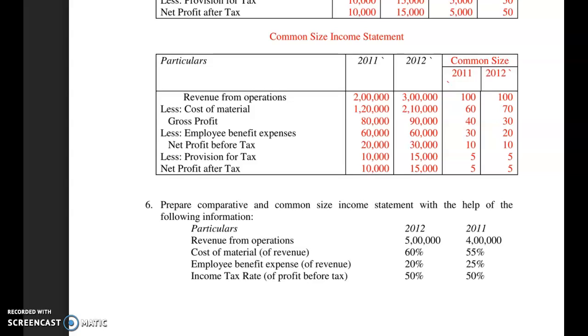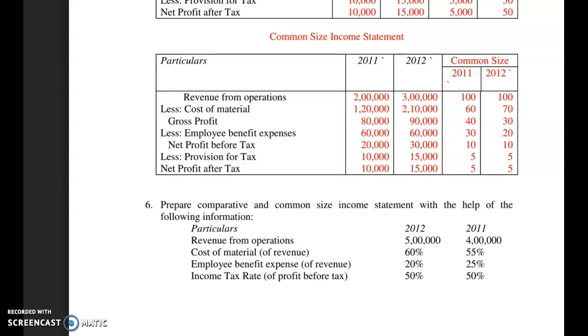You would find over there that 1,20,000 is equivalent to 60%. How? We take the same unitary method. 2 lakh is equal to 100. 1 rupee is equal to 100 by 2 lakh, and for 1,20,000, it is 100 by 2 lakh multiplied by 1,20,000.